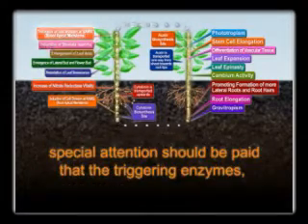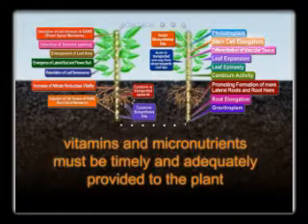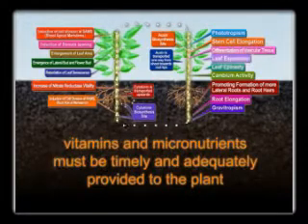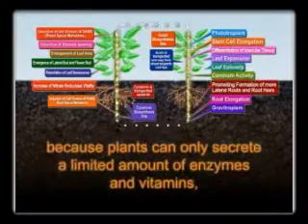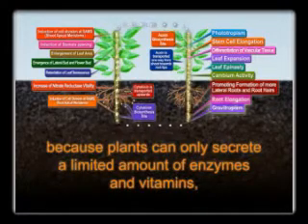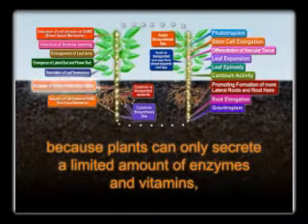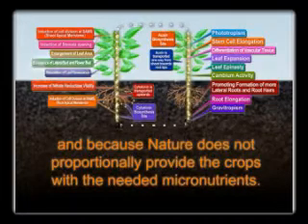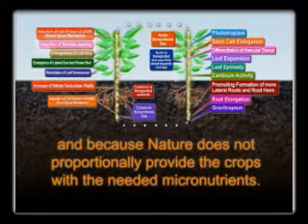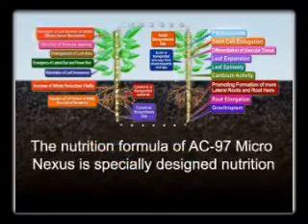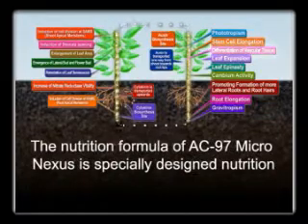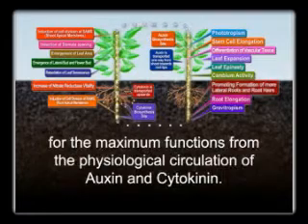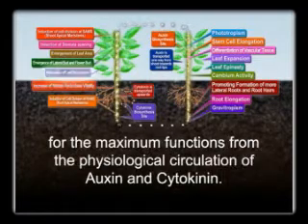paid that the triggering enzymes, vitamins, and micronutrients must be timely and adequately provided to the plant because plants can only secrete a limited amount of enzymes and vitamins. And because nature does not proportionally provide the crops with the needed micronutrients, the nutrition formula of AC97 Micro-Nexus is specially designed nutrition for the maximum functions from the physiological circulation of auxin and cytokinin.